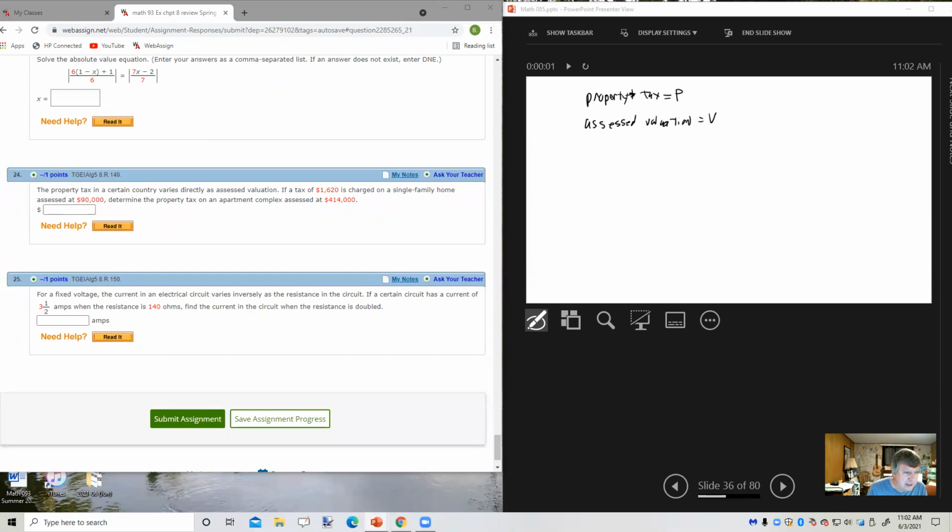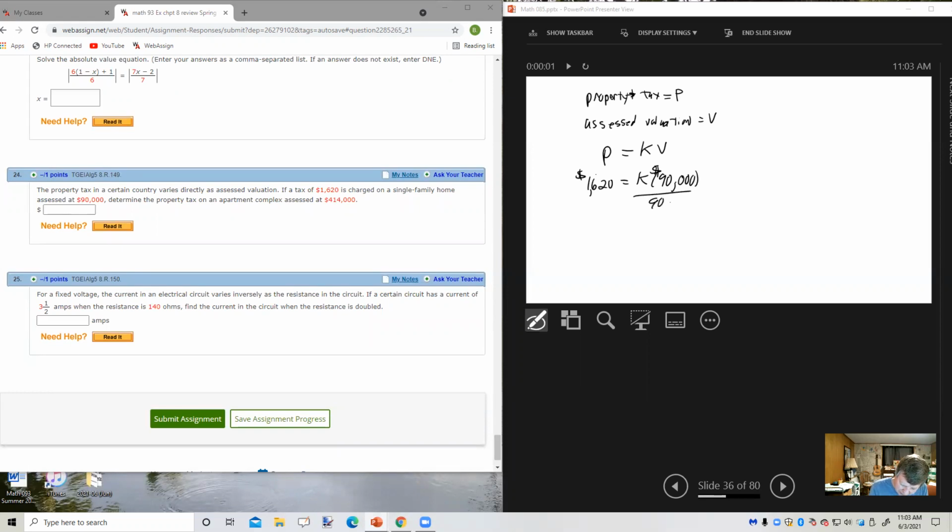Let's call that V. The property tax varies directly as assessed valuation, so P equals KV. Don't forget K, the variation constant. If a tax of $1620 is charged on a single family home assessed at $90,000, determine the property tax on an apartment complex assessed at $414,000.